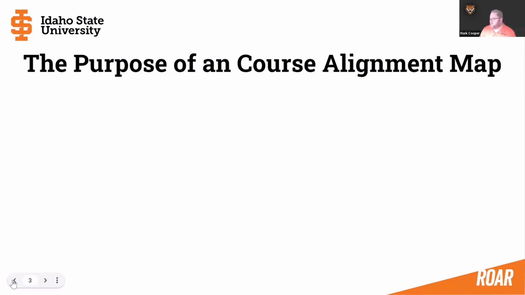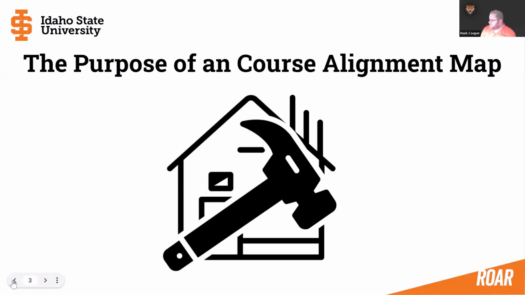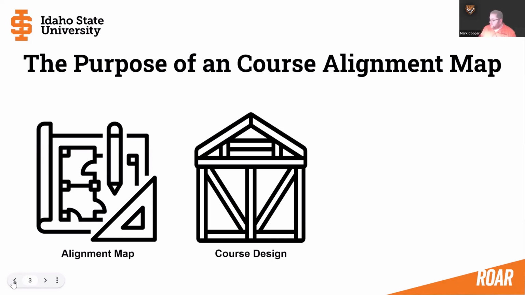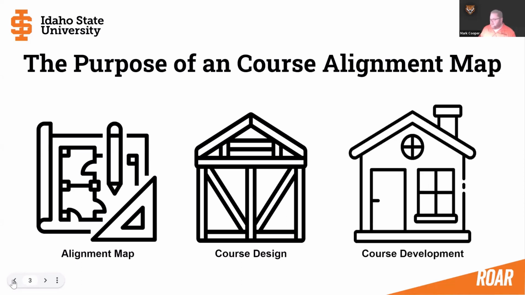Starting with the purpose of a course alignment map, it's a logical process in developing your course, much like building a house. Start with a blueprint, which is your alignment map, and you're all architects of your own courses. And then you would start to construct the framework for your course. This is the course design. And then once you have the design in place, then you would start to build the house by adding walls and rooms and doors and windows. And this is the course development.